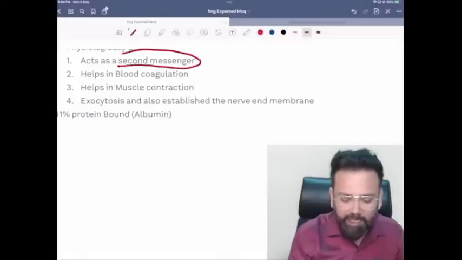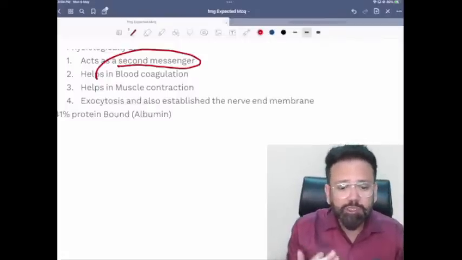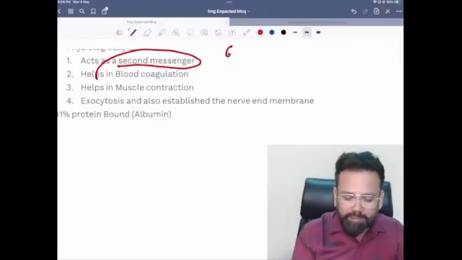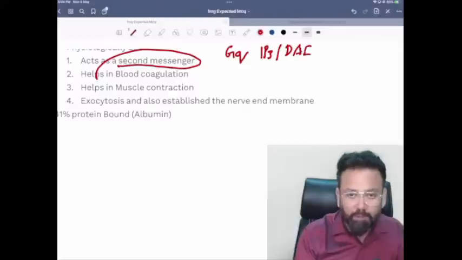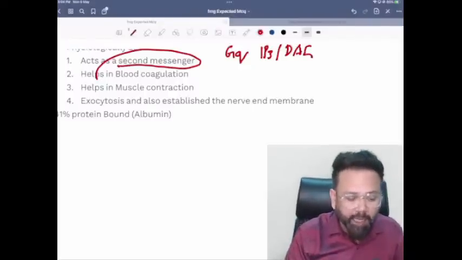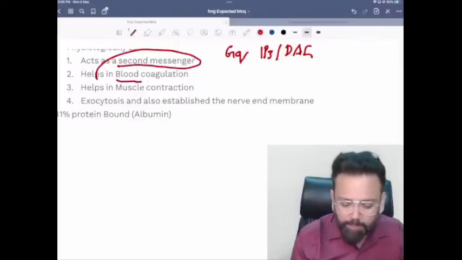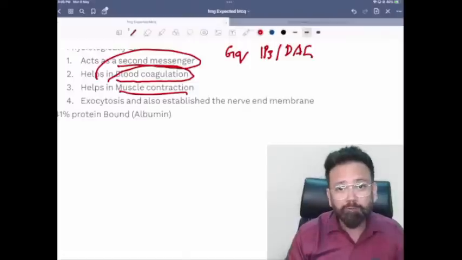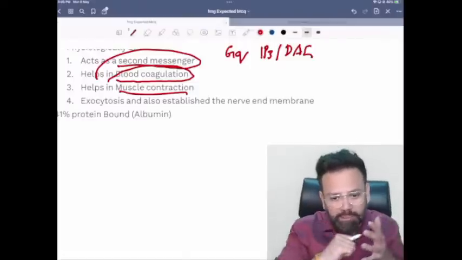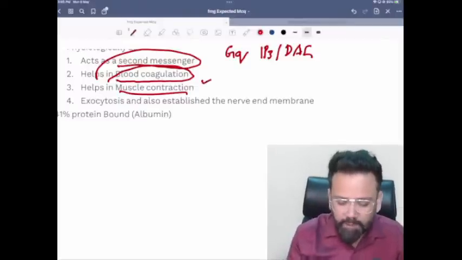Calcium acts as a secondary messenger. It acts like a secondary messenger to what? GS, GI or GQ? You must remember calcium is the secondary messenger of GQ, or we can say IP3 and diacylglycerol. Point number one, calcium is the secondary messenger for the GQ receptor or IP3 DAG. It also helps in blood coagulation. Function number two, it helps in muscle contraction. When calcium attaches to troponin C, it causes a conformational change and actin myosin bind.